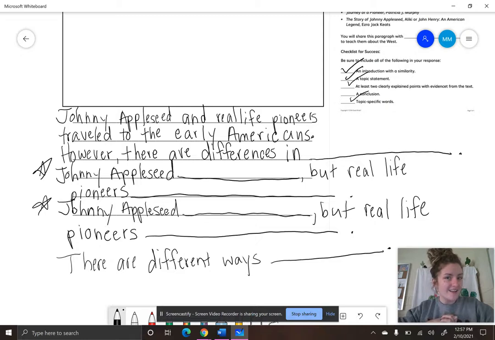All right, Smarties, remember to edit and check your writing before you send it to me as a picture in Seesaw to my Smarties. Don't forget to send a picture of it to me in Seesaw.